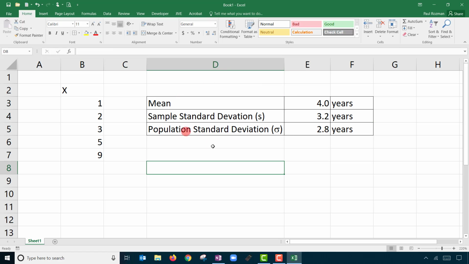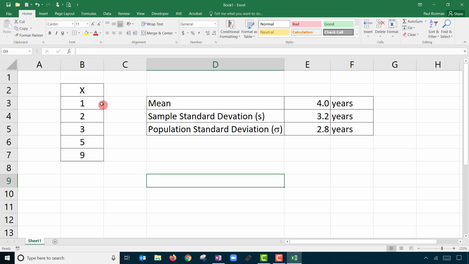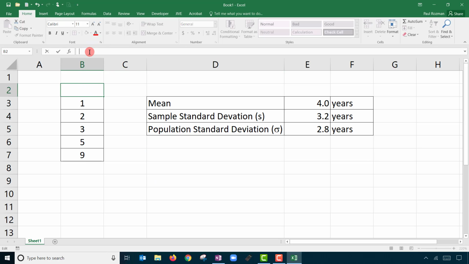That way they'll print. Like all these gray borders don't print. I'd probably put borders around this. I'd probably center all that stuff, something like that. I'd probably give this a better title than X, children, ages of Paul's children.